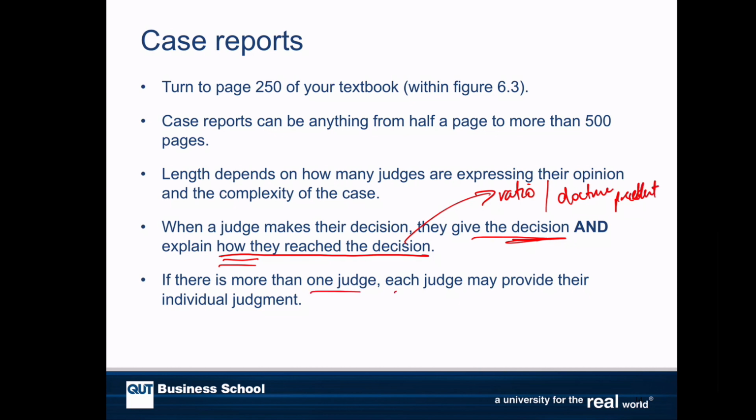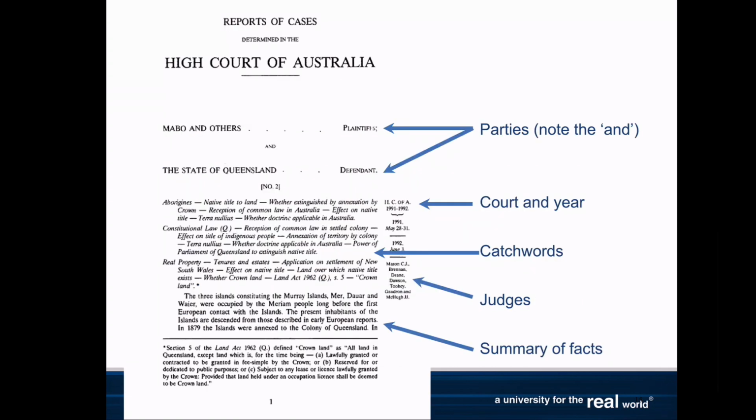Now, if there's more than one judge, each judge can provide an individual judgment. So here we have a very famous case that was about native title, yes? So Eddie Mabo, Uncle Eddie, and the state of Queensland was the defendant. So we've got the parties, the plaintiff, Uncle Eddie, and the defendant, the state of Queensland. We also have that this is in the High Court of Australia, and we have when it occurs, over 1991 to 1992. We have the judges who were sitting on it: Mason, Brennan, Deane, Dawson, Toohey, Gaudron and McHugh. So we've got everyone being involved.